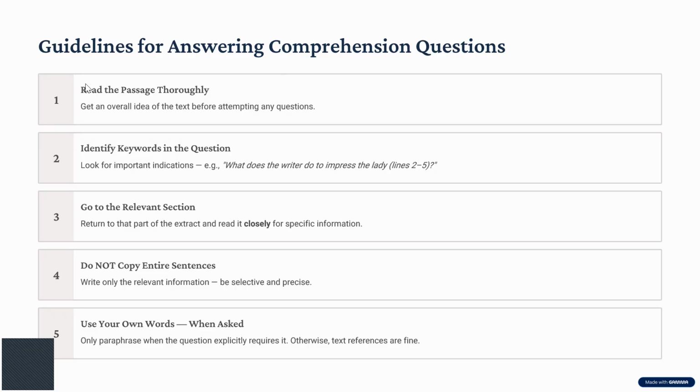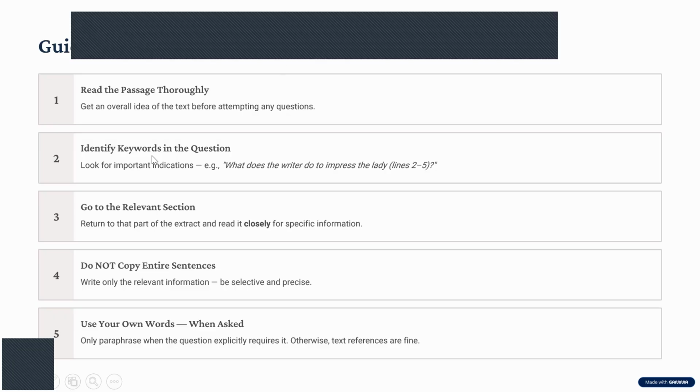While you do the questions, see step number 2, you always look for the keywords in the question. Every question gives you a hint. For instance, look at this one. Important indications. What does the writer do to impress the lady? See, the keywords here are impress the lady. So from line number 2 till 5, you are not going anywhere else. You will only be focusing your attention on line number 2 till 5, and you will only be looking for information that actually gives you ideas about impressing the lady.